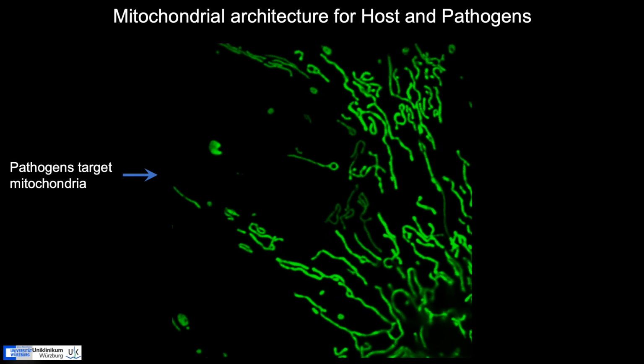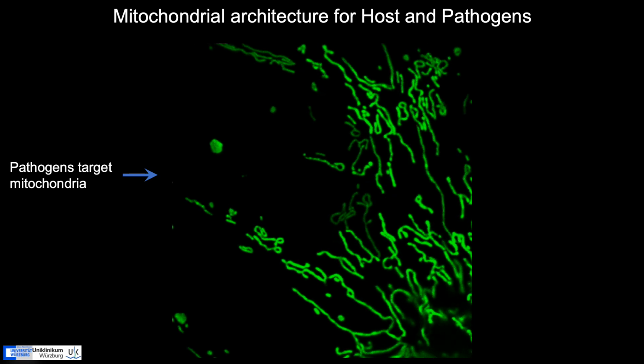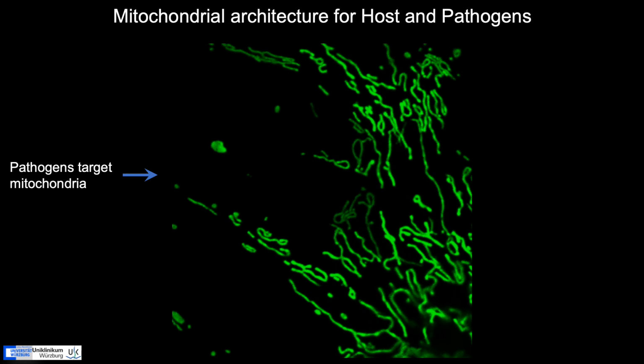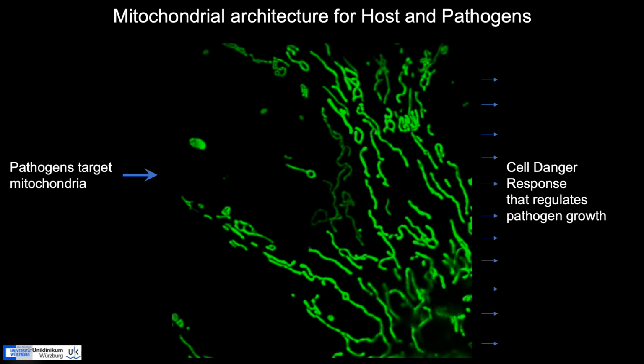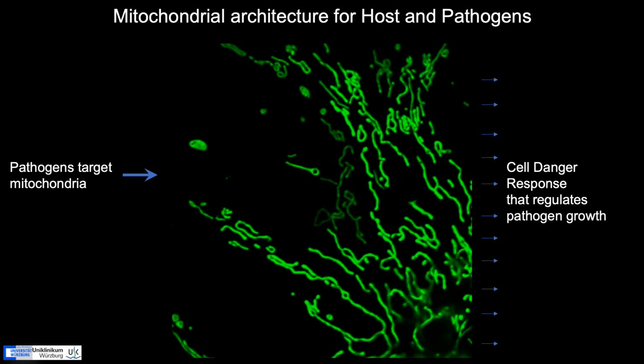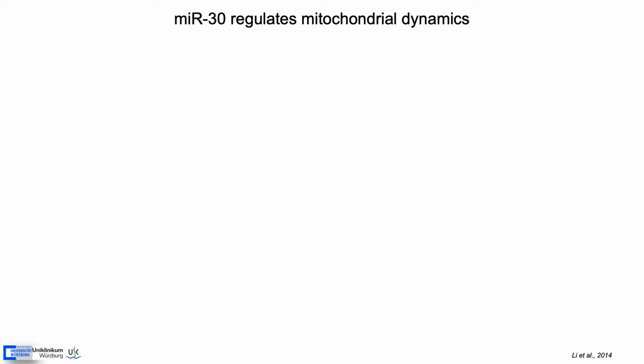Here in a video, I am bringing your attention to the dynamic nature of mitochondria in our cells. This dynamic nature of the mitochondria is also responsible for cell danger response that in turn regulates pathogenic growth and health of the cell. As you all know, mitochondrial dynamics is regulated by multiple pathways. However, one of the most important regulators of mitochondrial architecture is dynamin-related protein 1 or DRP1.